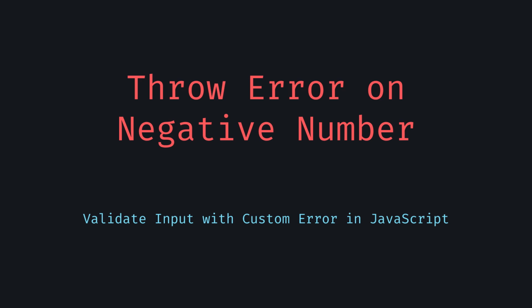Hey coders, in this lesson, we're going to learn how to stop negative numbers in their tracks. We'll write a JavaScript function that throws a custom error when the user enters a number less than 0. This is great for validation when only positive numbers are allowed, like age or price. Let's see how to catch these cases using simple logic and throw.